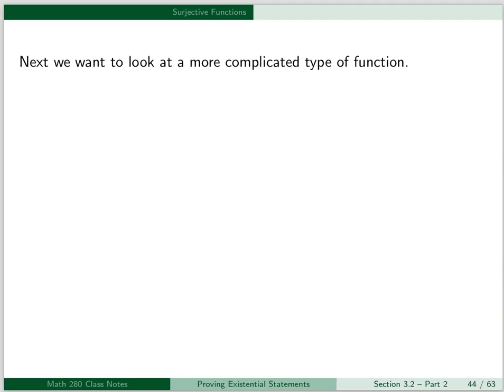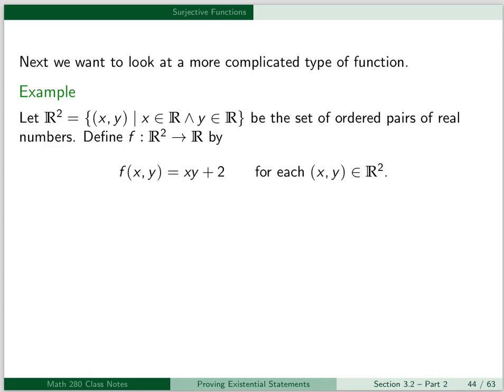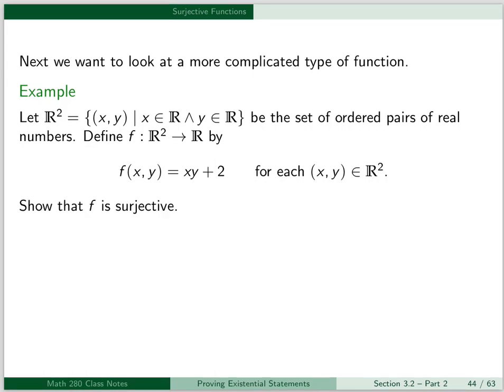Next, we want to look at a more complicated type of function. Let R squared be the set of ordered pairs xy, where x and y are both real numbers. And we'll define f from R squared to R by f of xy is equal to x times y plus 2 for each ordered pair xy in R squared. So this is a function of two variables, and it's mapping our ordered pair xy into just a real number. And we want to show that f is surjective.